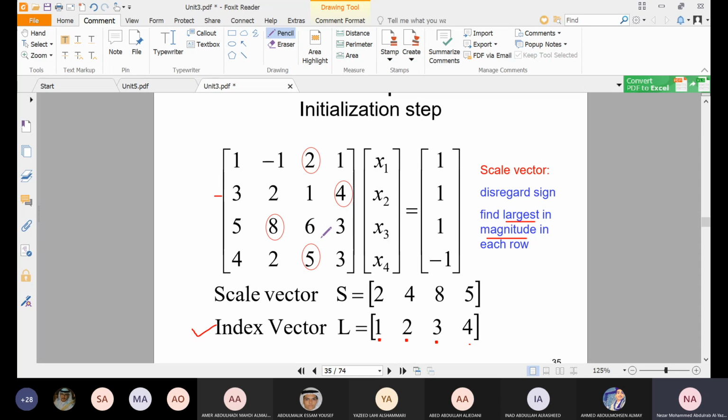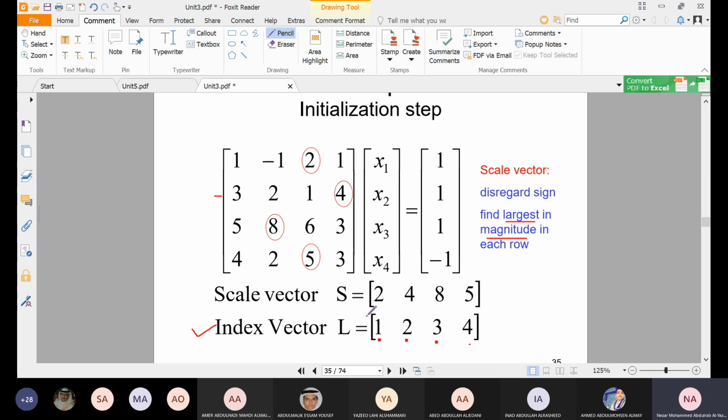And in the third row, I have 5, 8, 6, 3. The maximum magnitude is 8 for row number 3. And in the fourth row, I have 4, 2, 5, 3. So the maximum will be 5. Okay, so now we have generated the scale vector, and we also have here the index vector.